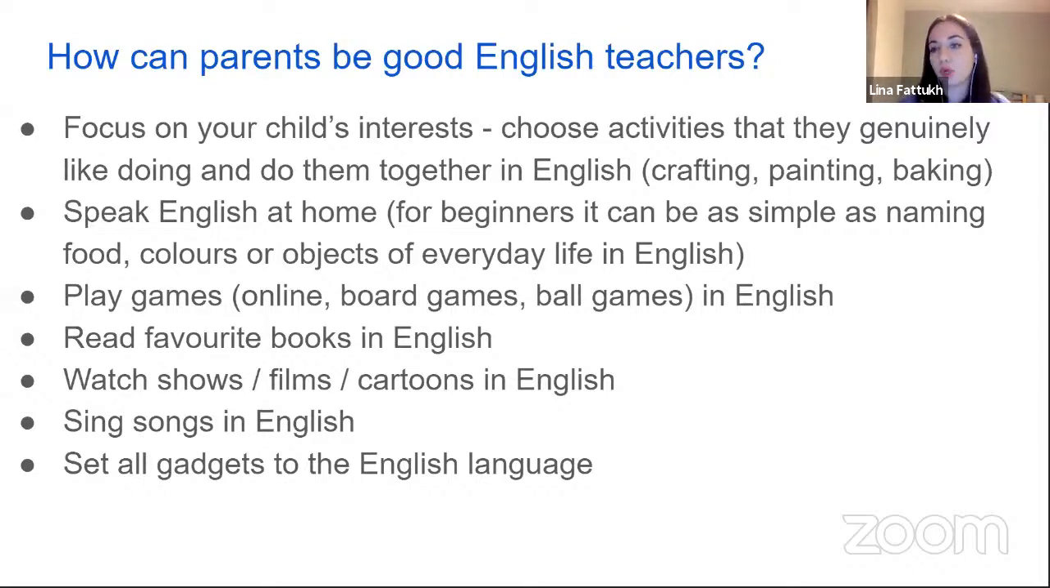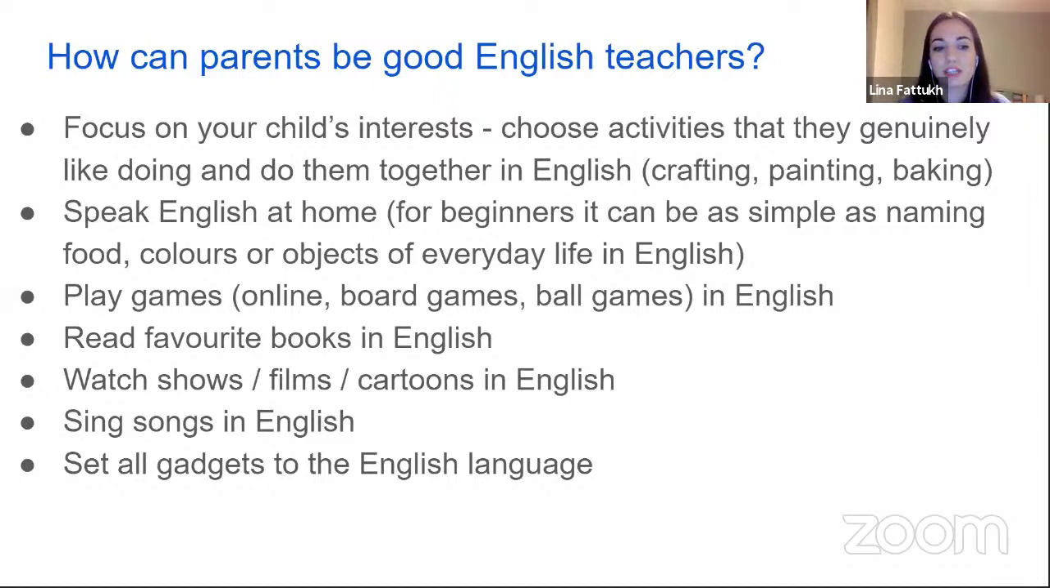Read favorite books that your children have read in your native language, read them in English, or try reading new ones. For young learners, there are a lot of books with pictures and just a little bit of text or funny poems that you can use to practice both reading and pronunciation. Watch favorite shows or cartoons in English, sing songs in English.